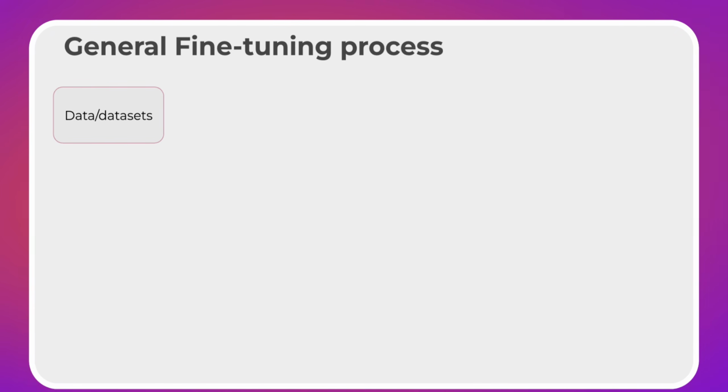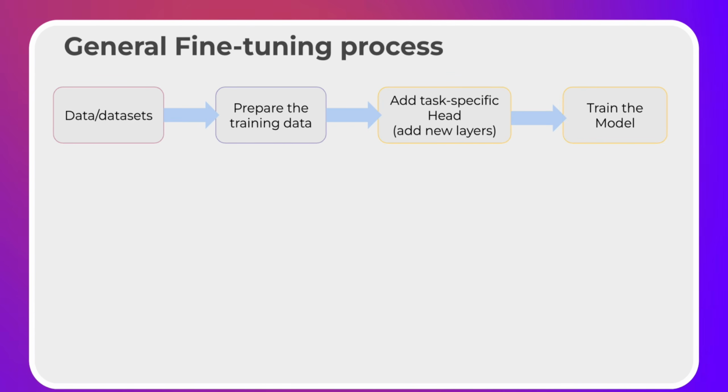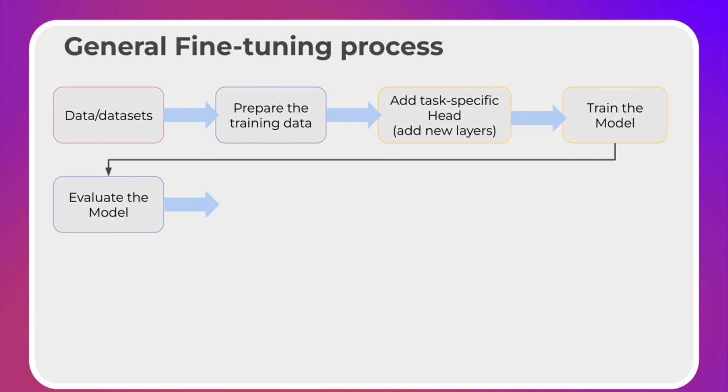So we have data or data sets that we go through the preparation process, right? Prepare the training data that we have because there are specifications that we have to follow. And then we add task-specific, in this case head, in this case a new layer or new layers. And then we start the training process, the actual training of the model. Then once that is done, we need to evaluate to make sure that things have actually worked. And then we're able to go ahead and deploy that model.